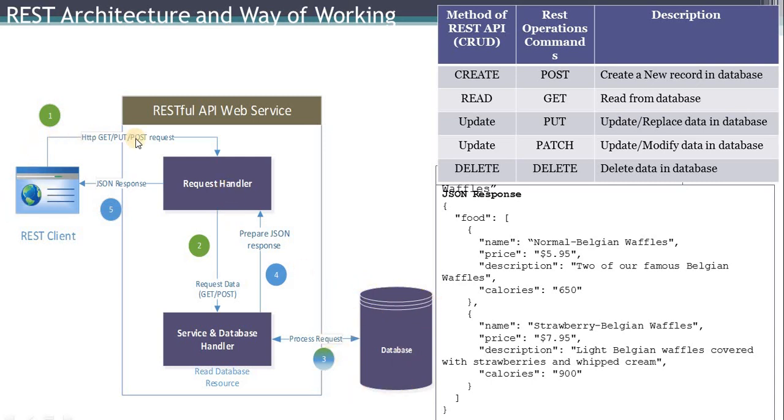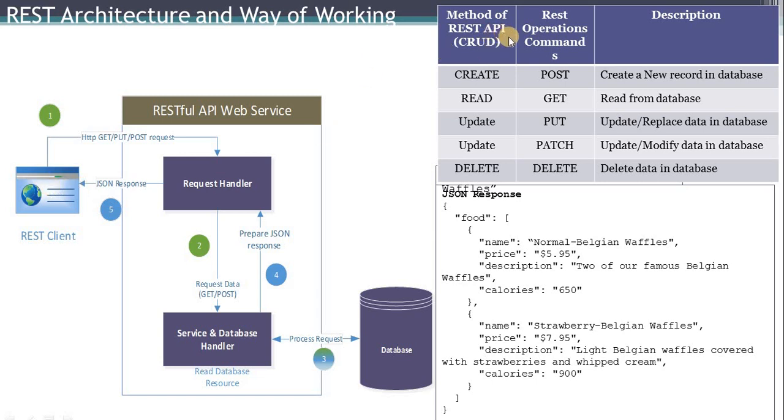So step 1 is the request. The second one is the processing. The third one is more towards fetching the data, processing it and converting it to the JSON format. The fourth is that it will be prepared in the JSON format, sent back to the request handler, and this JSON response is sent back to the REST client.